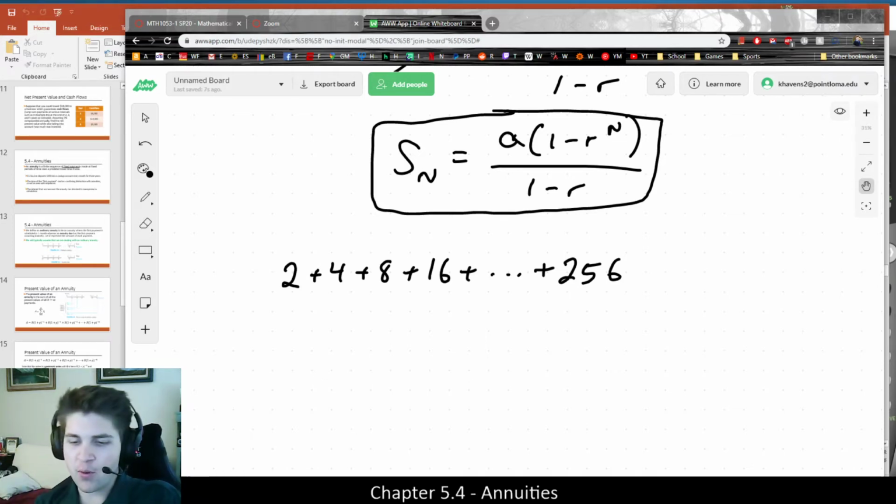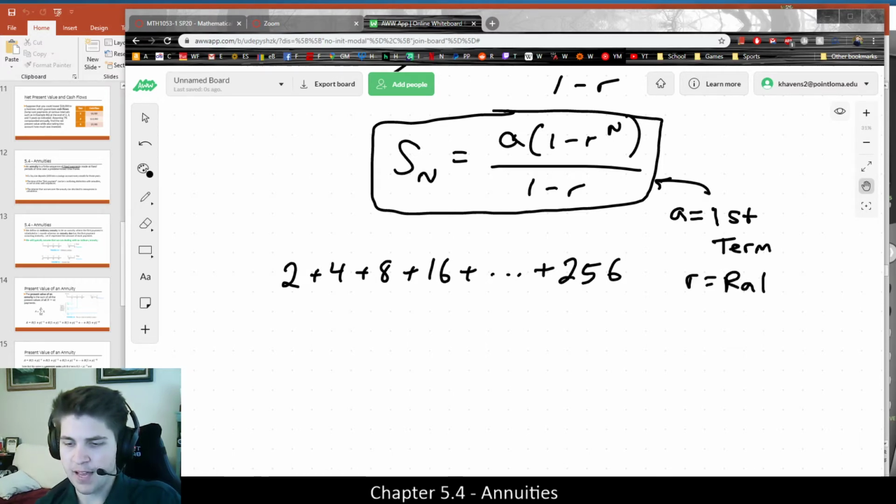So if I'm going to utilize this formula, I need to know all of the components of it. What is A, what is R, what is N? And remember that A was the first term, just from review. R was the ratio, and N, capital N, is the last term, not the term itself, but the last term index.